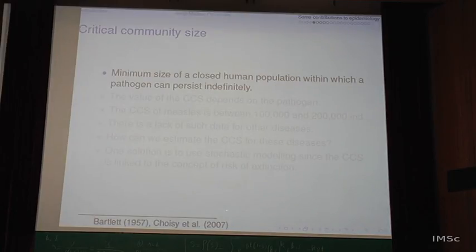The second application is to look at critical community size. So what is a critical community size? It's the minimum size of a population that we assume is closed, it has no contact with outside. So it's the minimum size of this population such that the pathogen can persist indefinitely. That sounds like a very mathematical definition. But what we can see already is that the value of the CCS will depend on the pathogen. So the size of the population is going to depend on the properties of the pathogen.